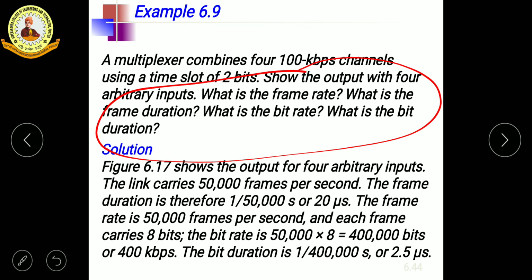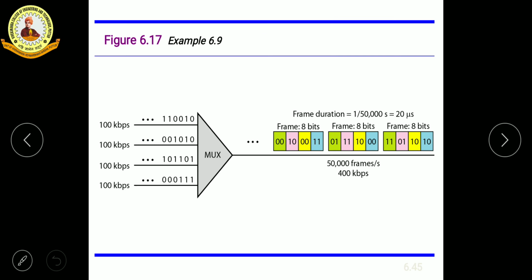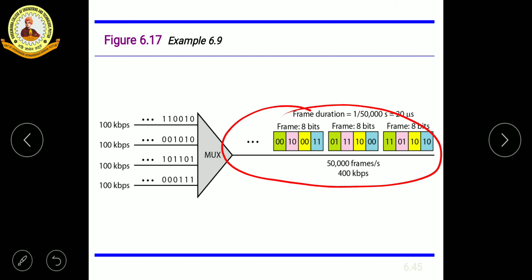So the first one: the link carries how many frames here? 50,000 frames per second. Why 50,000 frames per second? You observe this, you will get to know. 100 kbps, 100 kbps, 100 kbps, 100 kbps. How much is it? It is 400 kbps. So 400 kbps, 8 bits are there. So you will get 50,000 frames. Such 50,000 frames will go in one time unit.